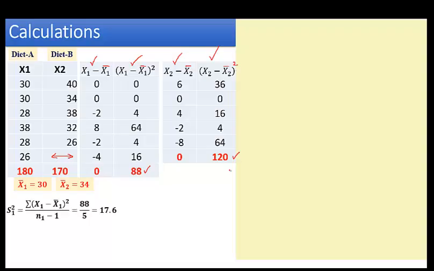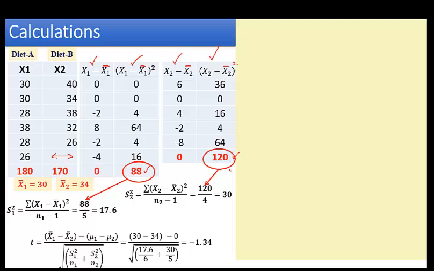Here we go, the formula for the first group variance. Divide this 88 by n1 minus 1, because in the first group you have a sample size of 6, so 6 minus 1. And similarly, for the variance of the second group, this 120 will be divided by n2 minus 1. Since the sample size in the second group is 5, 5 minus 1 will come in the divisor of the variance of the second group. So we get the variance of the first group and the variance of the second group. That's what we need here.